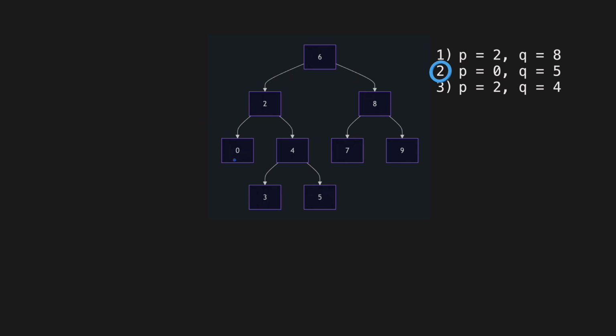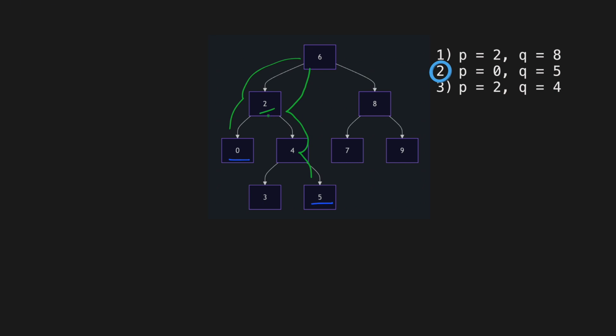Now let's take P is equal to 0 and Q is equal to 5. The lowest common ancestor is defined as the lowest node for which P and Q are descendants. And visually we can see that that node is node 2. Another way to say this is that ancestors of 0 are 2 and 6 and ancestors of node 5 are 4, 2 and 6.